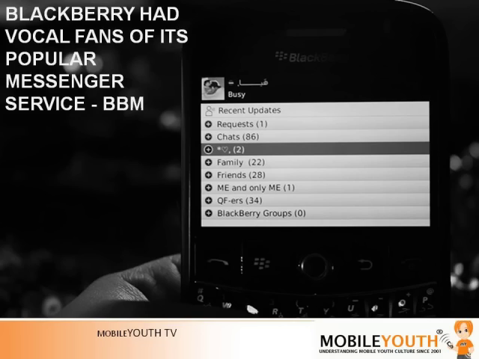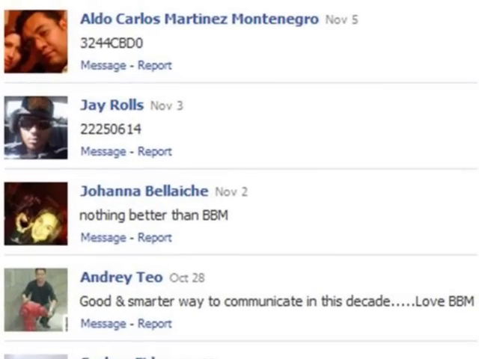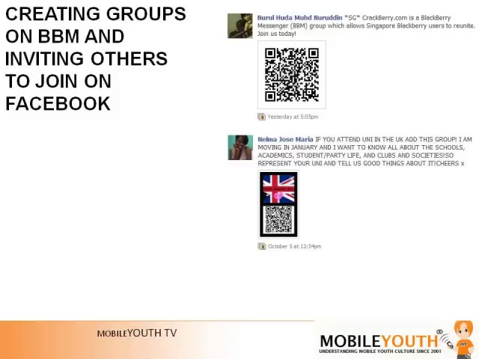With BlackBerry, the difference really was their fans were already out there, vocal, and they were identifying themselves to BlackBerry. So BlackBerry, all it had to do was facilitate the process of connecting these fans together. What BlackBerry really did was it converted its Facebook page into a platform where BBM fans, that's BlackBerry Messenger fans, could exchange their pins, their BBM identification number, and also create groups and invite others to join their groups.